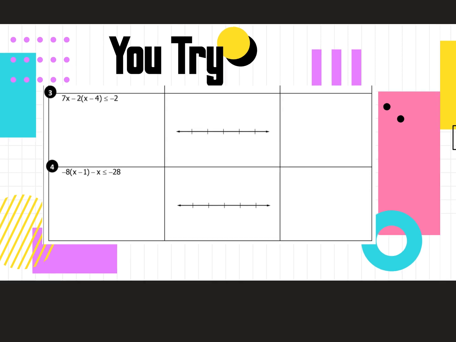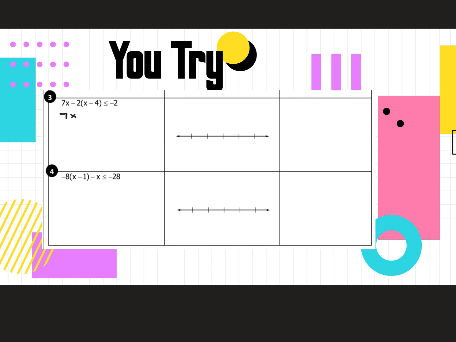So the first thing I'm going to do is distribute that negative 2. So I have 7x minus 2x plus 8 is less than or equal to negative 2. I'm going to combine like terms. So I have 5x plus 8 is less than or equal to negative 2. Subtract 8 from both sides. I have 5x is less than or equal to negative 10. Divide by 5. And I have x is less than or equal to negative 2.